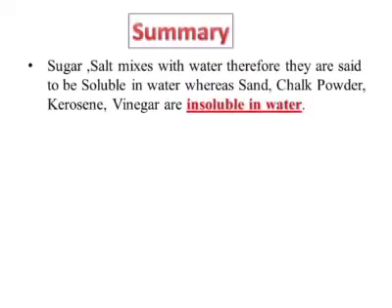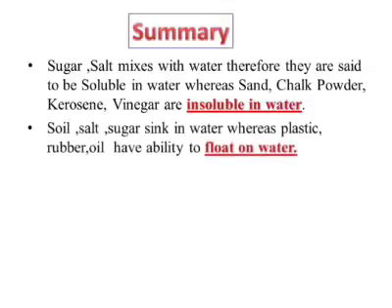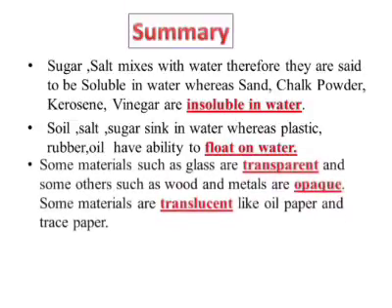Let us quickly look at the summary. Sugar, salt mixes with water. Therefore, they are said to be soluble in water. Whereas materials like sand, chalk powder, kerosene, oil are insoluble in water. We know that soil, salt, sugar sink in water, whereas plastic, oil, rubber have ability to float on water.